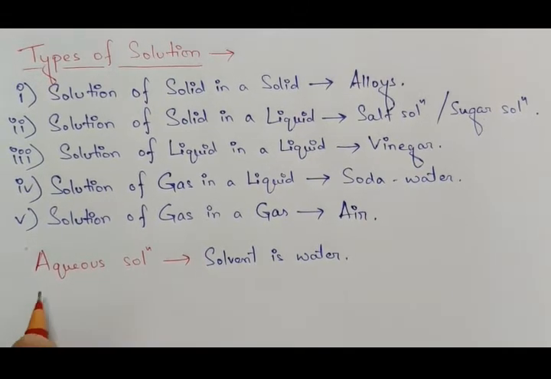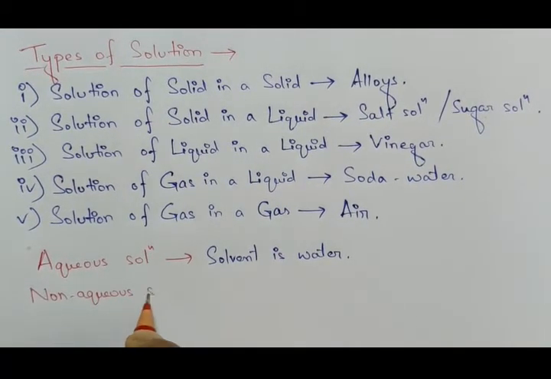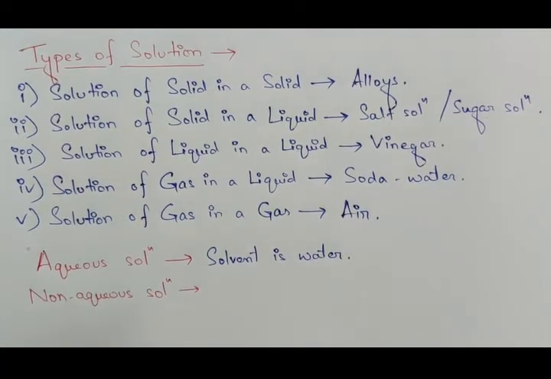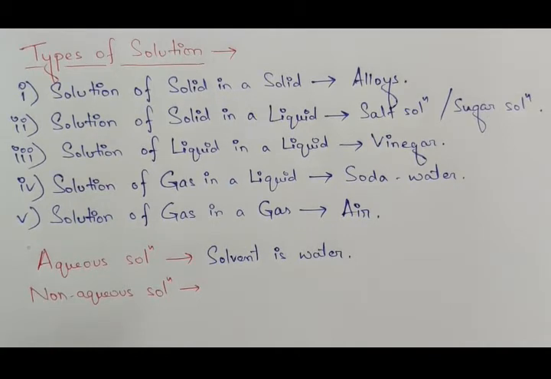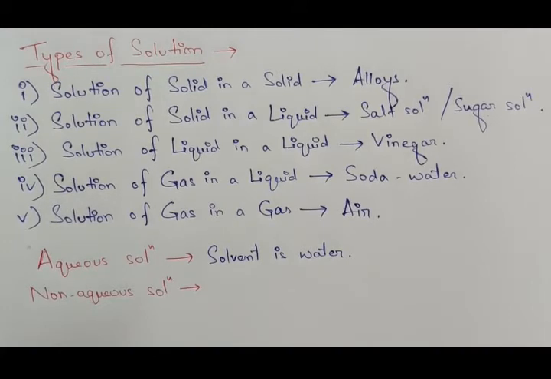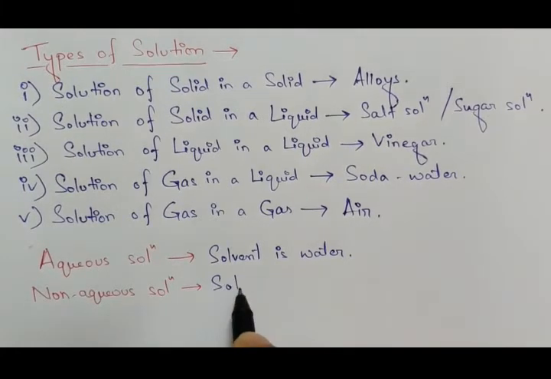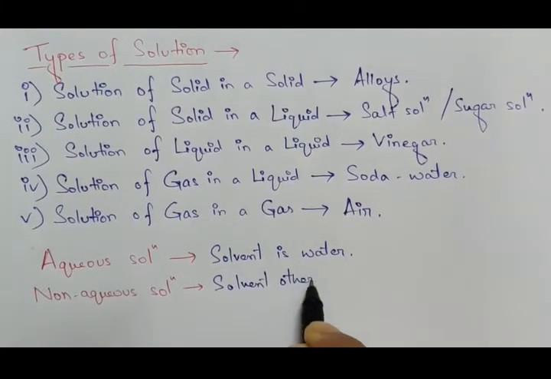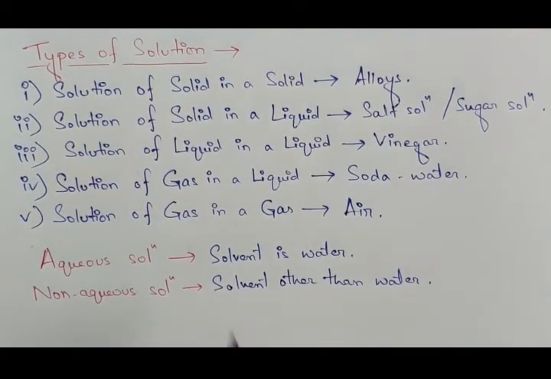Another type is non-aqueous solution. So what are they? The solvents other than water are called the non-aqueous solvents. For example, alcohol is another type of solvent, carbon disulfide is another type of solvent, liquid ammonia is another solvent, benzene, ether, sometimes petrol also. So whenever the solvent is other than water, these are called the non-aqueous solution.